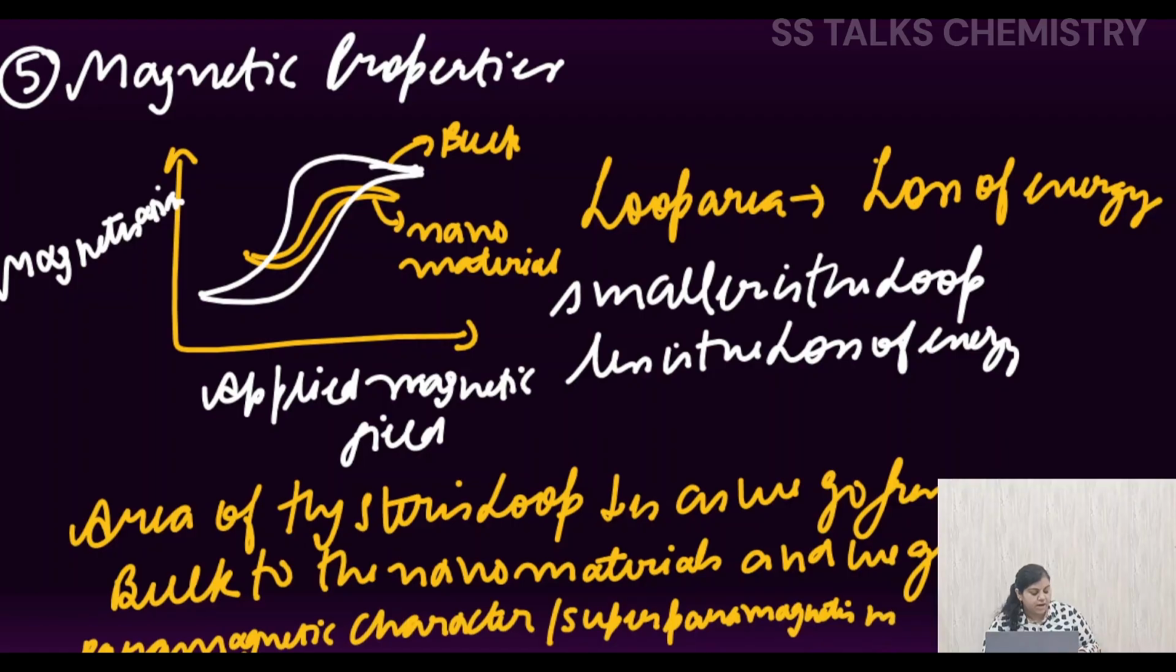So we can say that as the size decreases, their magnetic moment increases, or the magnetic behavior increases. So this is how the relation is for the magnetic properties. Now moving on to the next property, the wettability, we are going to look at now.